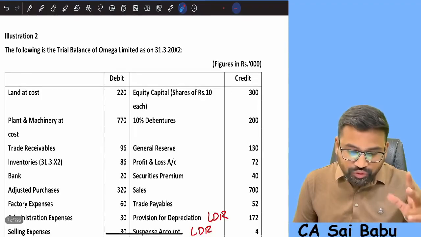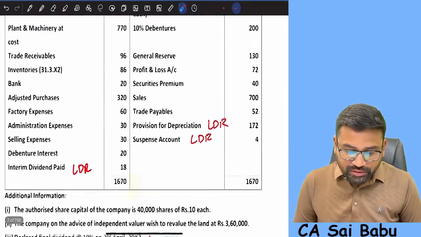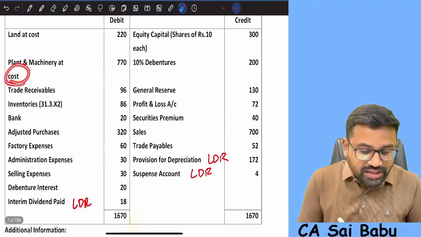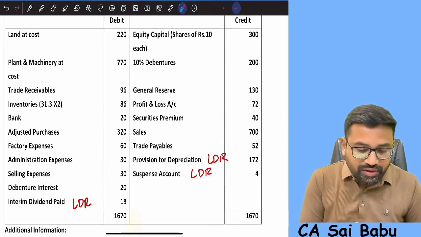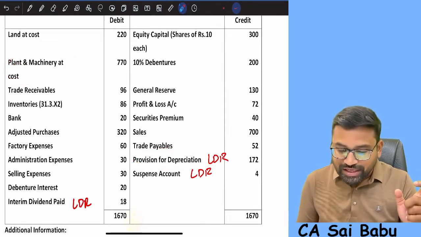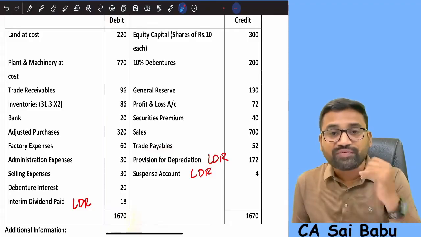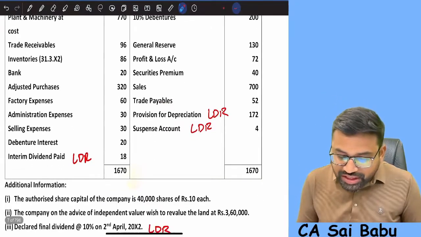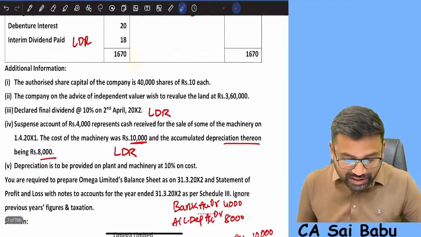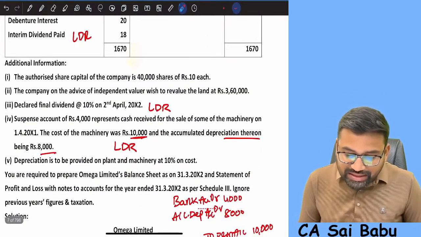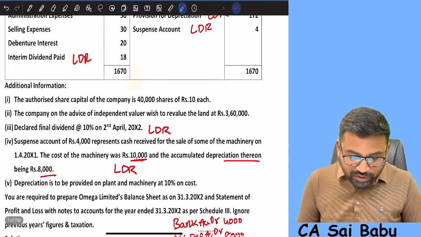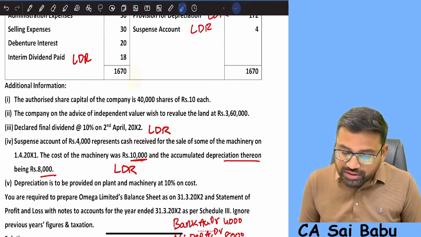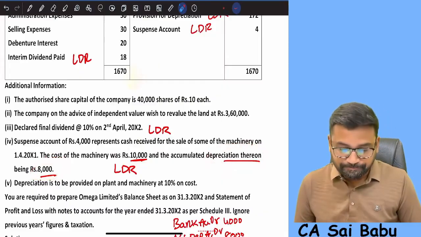Next, if you see illustration number 2, sir, in this question, plant and machinery is given at cost, with provision for depreciation given separately. That means we will maintain the asset at original cost and transfer depreciation to a separate account called provision for depreciation account. And in this question they have given a suspense account also. What is this suspense account? They are saying that is nothing but the sale of some of the machinery. They sold some of the machinery for 4,000. The cost of the machinery sold is 10,000. Accumulated depreciation thereon is 8,000.